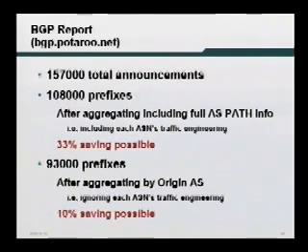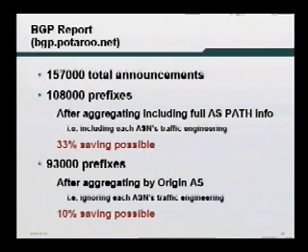Why do I say this? Well, Jeff Houston's done a lot of work in the BGP table, and his website, potaroo.net. If you look at bgp.potaroo.net, he's got pretty much every single BGP statistic you could ever hope for. 157,000 total announcements when I did this. His view is from Reach's network, so slightly different view from mine. After aggregating, including full AS path information. Okay, so this is just aggregating, so it's including everybody's traffic engineering and so forth.